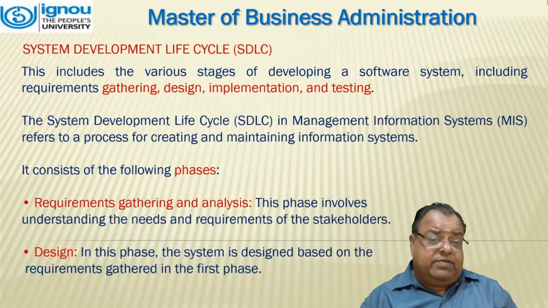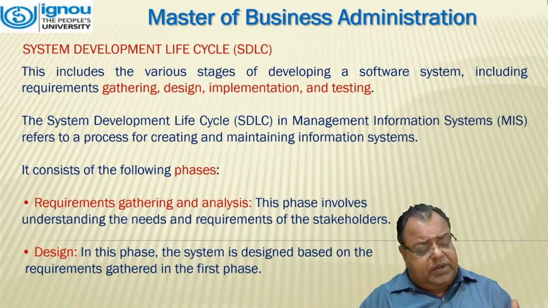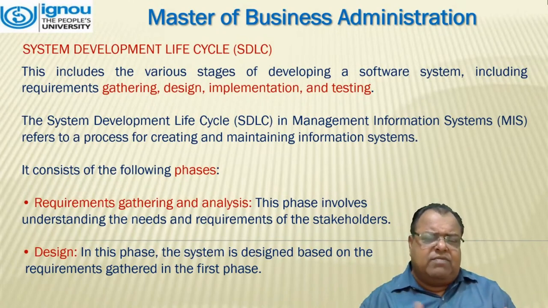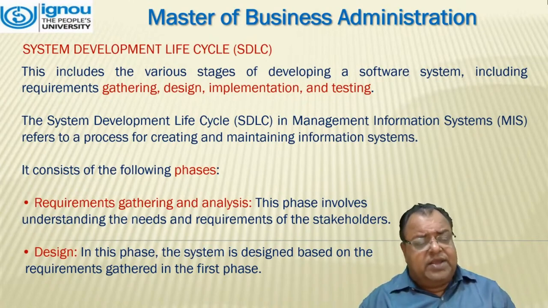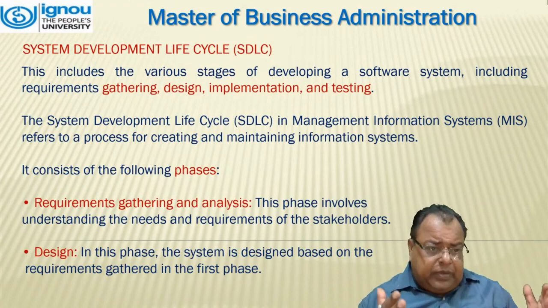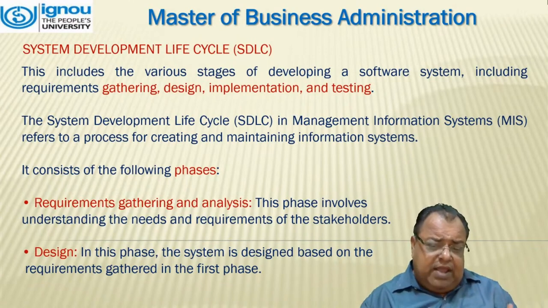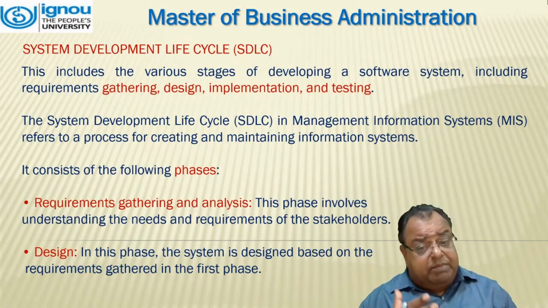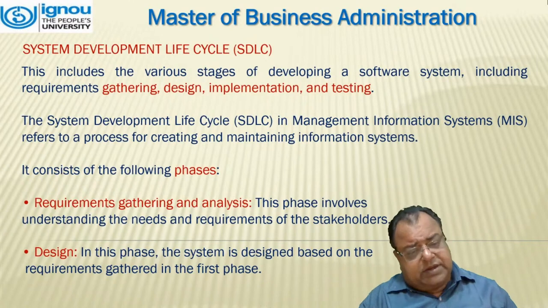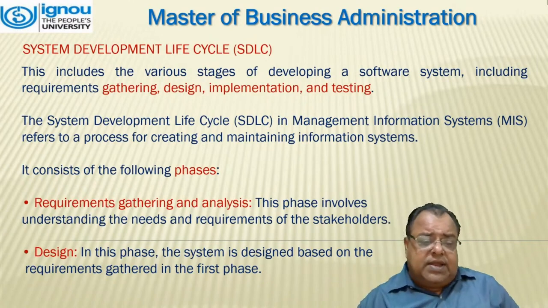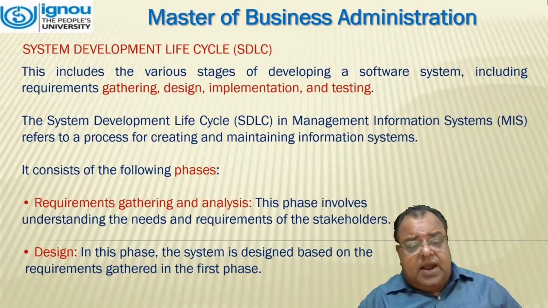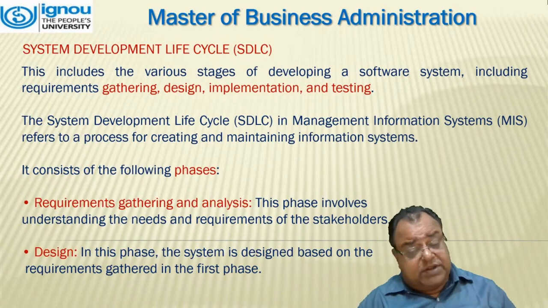System Development Lifecycle, SDLC. This includes the various stages of developing a software system, including requirements gathering, design, implementation, and testing. The System Development Lifecycle in Management Information Systems refers to creating and maintaining information systems. It consists of the following phases, such as requirements gathering and analysis. This phase involves understanding the needs and requirements of the stakeholders.